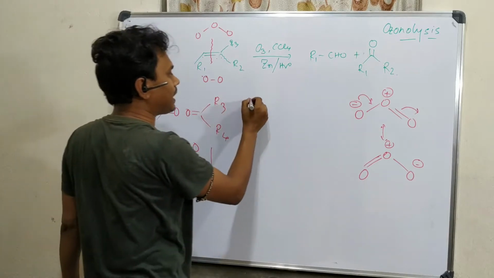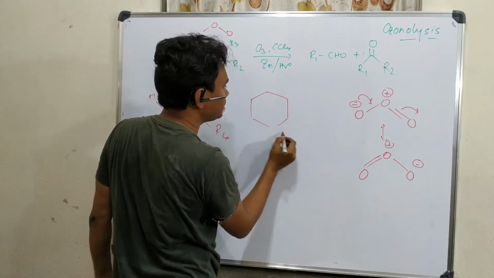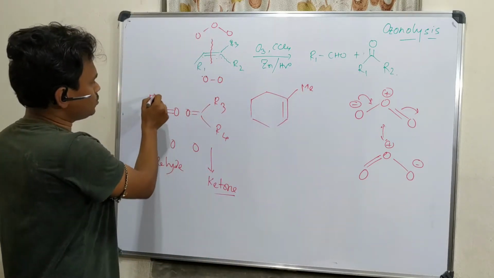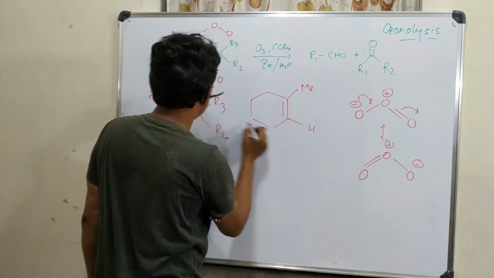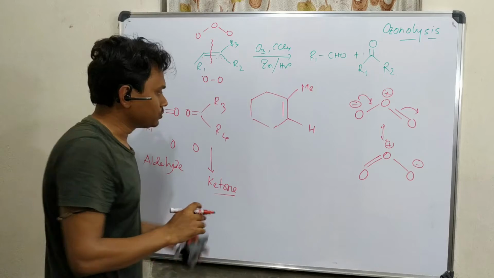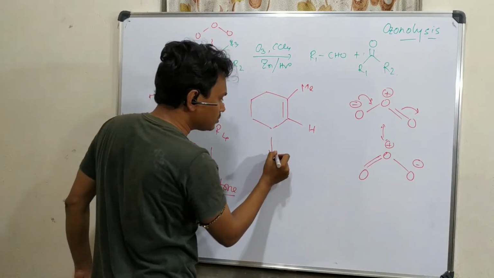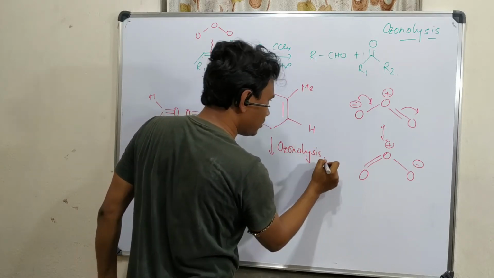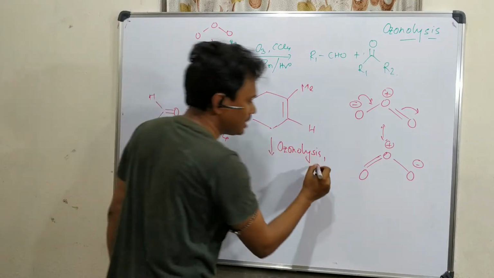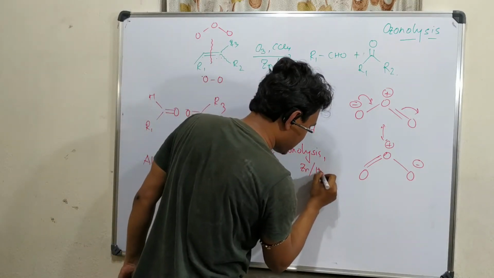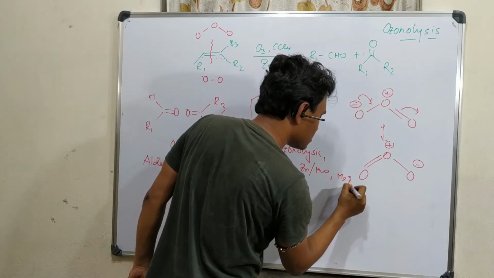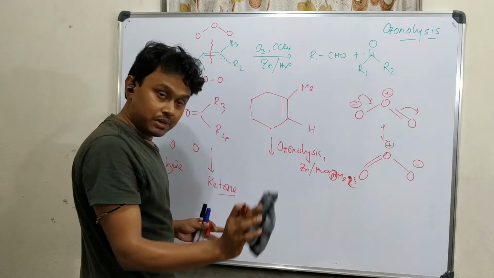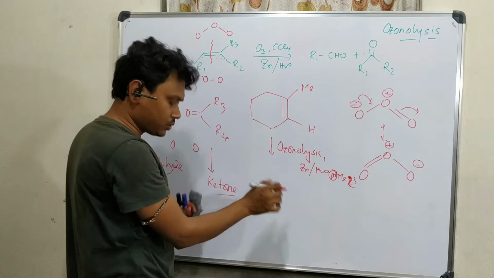If any cyclic alkene is given, for example like this, then what should we do? Previously you can see one hydrogen here, one hydrogen here, so one part will be aldehyde, one will be ketone. And another thing, always when we are writing about aldehyde, mention zinc and water, or Me2S, dimethyl sulfide. So mention this. I will explain the role of every reagent slowly.